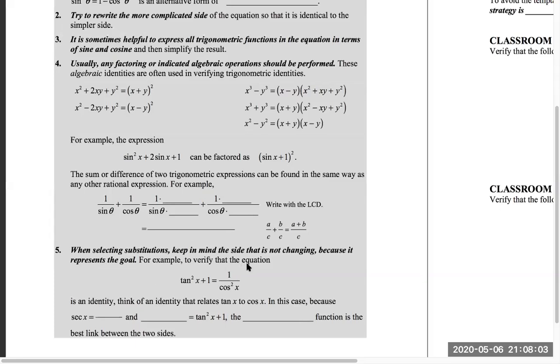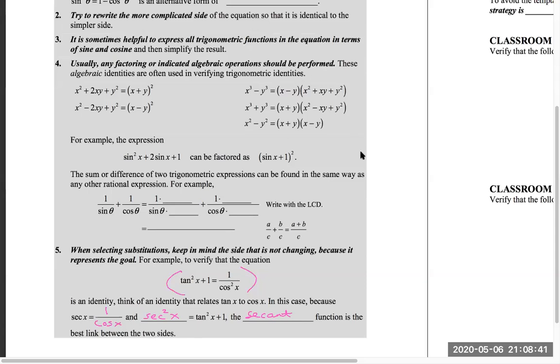So for example, to verify that the equation tangent squared x plus 1 equals 1 over cosine squared x is an identity, think of an identity that relates tangent x to cosine x. In this case, because secant x is equal to 1 over cosine x, and secant squared x is equal to tangent squared x plus 1, the secant function is the function that's the best link between the two sides.